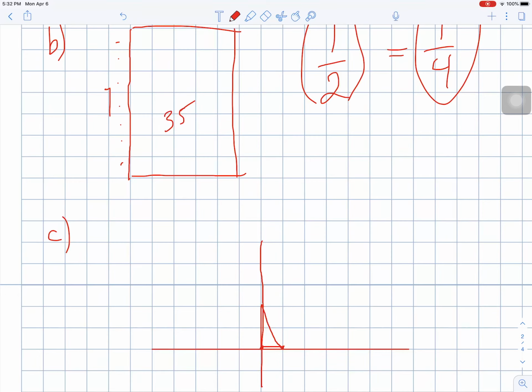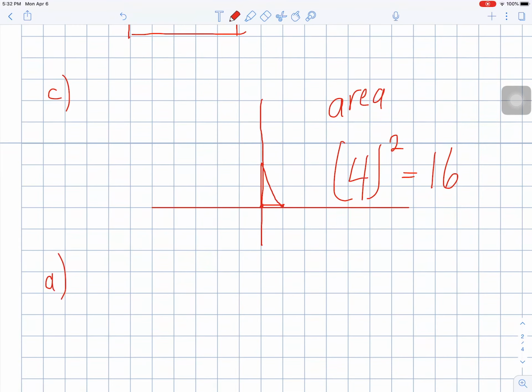Okay, so that triangle is dilated by a scale factor of 4. The area of the dilated image is how many times the area of the original triangle. So the scale factor is 4. Oh, we're talking about area. So again, we square. The scale factor is 16 times the area.